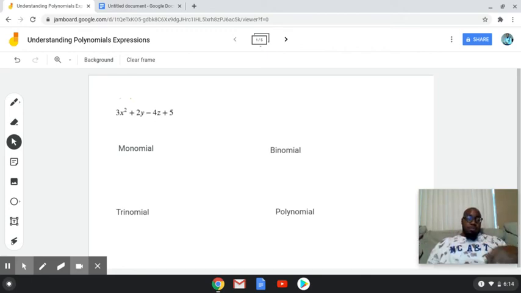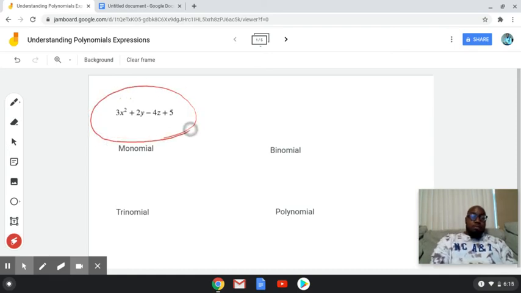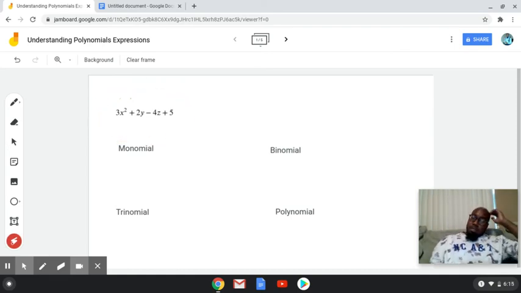Okay. So for instance, right here, we have this expression. With that expression, we have 3x squared plus 2y minus 4z plus 5. And with that expression, we can count them. You have 1, 2, 3, 4. You have 4 terms. Okay. So the first term is 3x squared. The second term is 2y. The third term is -4z. And the fourth term is 5.